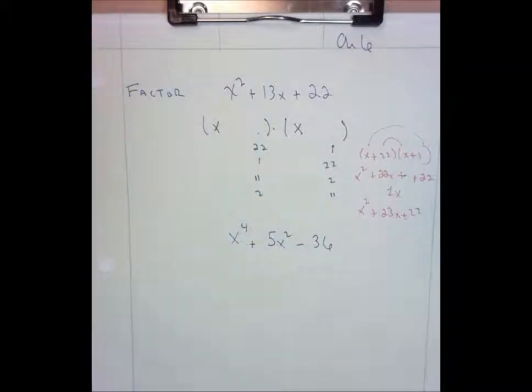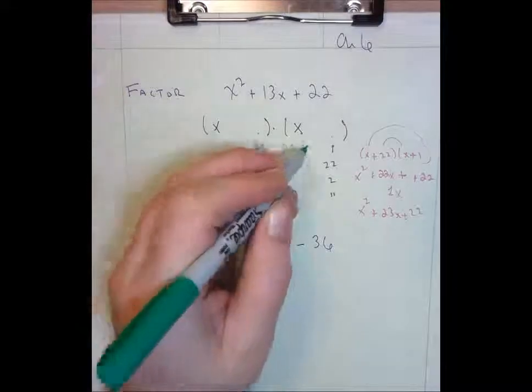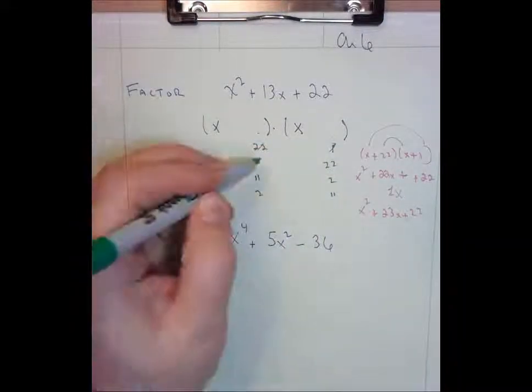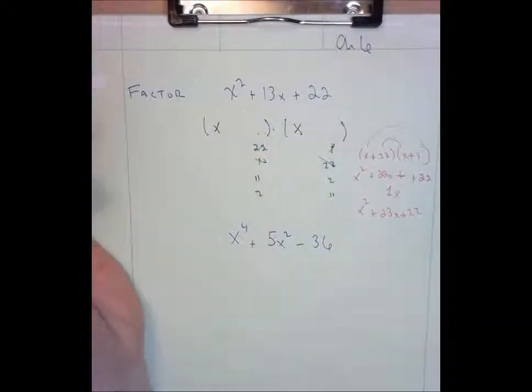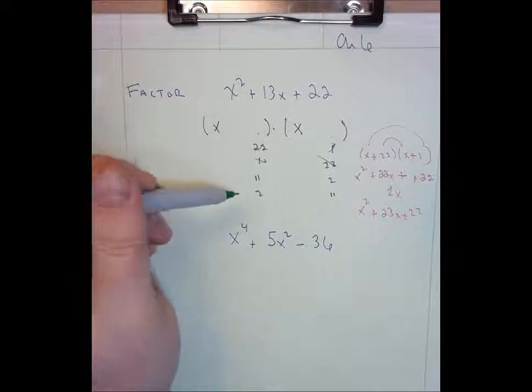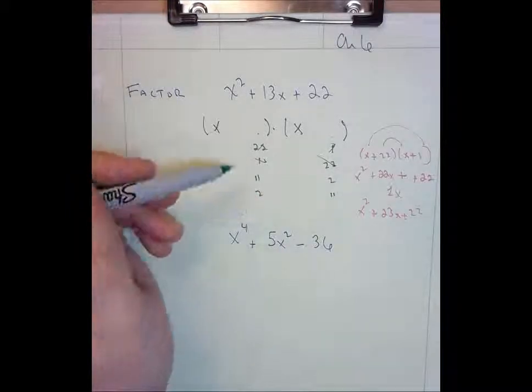Well, that's not what we have. We have x squared plus 13x. So I think we can rule out those two, because I actually just tried that. By symmetry, we can rule out that. So now we're down to 11 and 2, or 2 and 11. And in this case, either one of them is going to work.